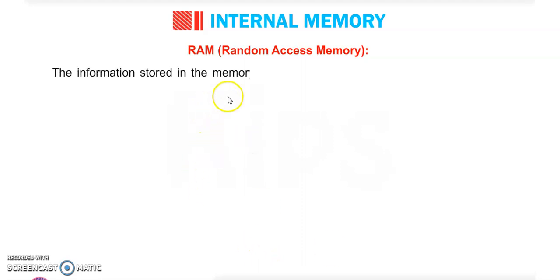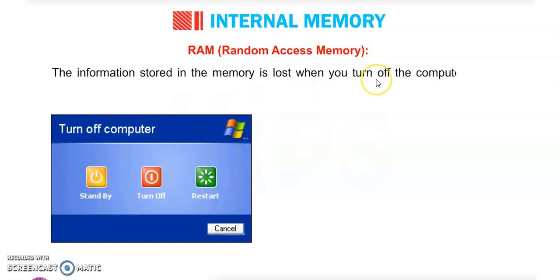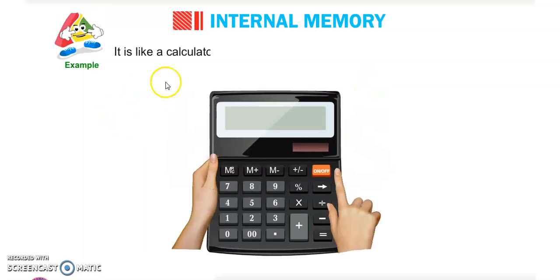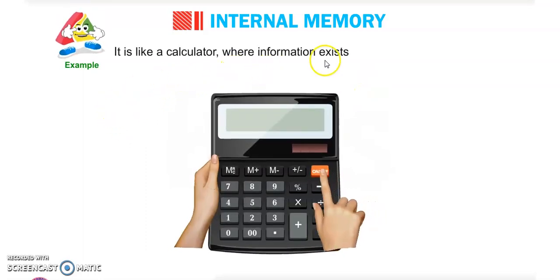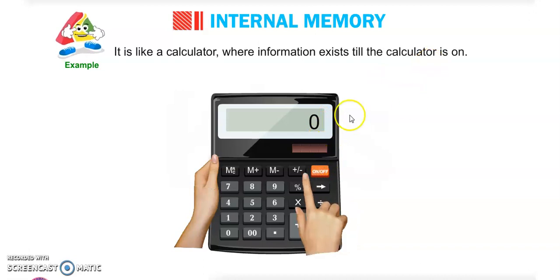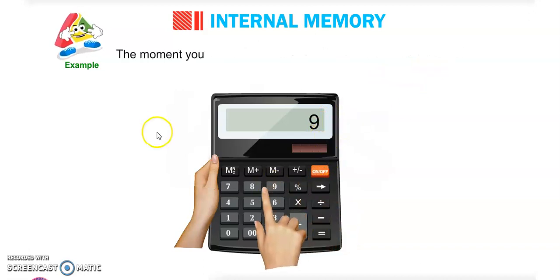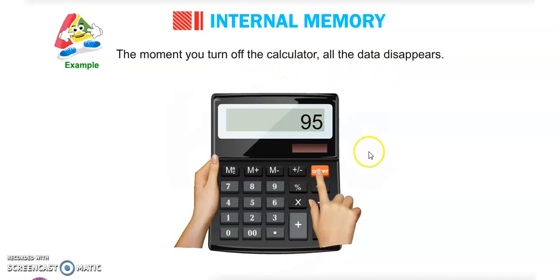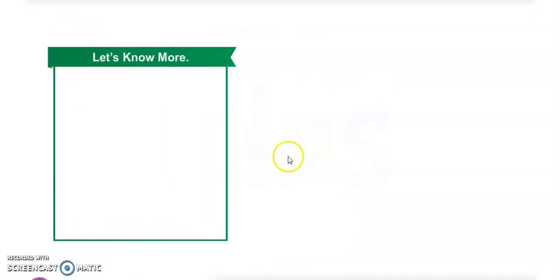The information stored in the memory is lost when the computer is turned off or the power goes off. For example, it is like a calculator where information exists till the calculator is on. The moment you turn off the calculator, all the data disappears. It cannot save all the calculations.